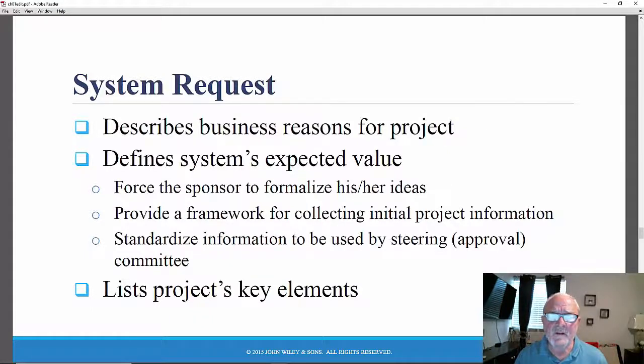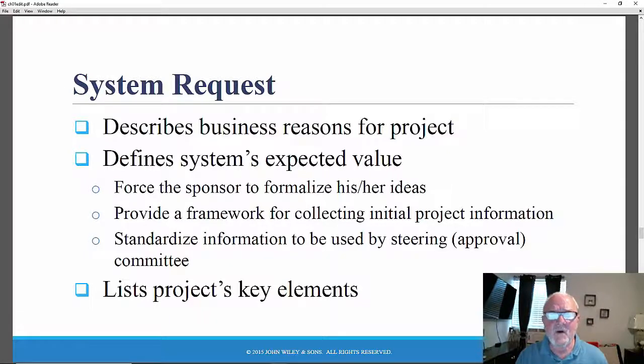Now, there's not a whole lot to say about the systems request, actually. The systems request is a document put together, presumably by the project sponsor, that justifies, validates the business needs for the system. It is a proposal to develop an information system for the organization, and as such, it must elaborate on the benefits to the organization if they actually undertake this information system development project.